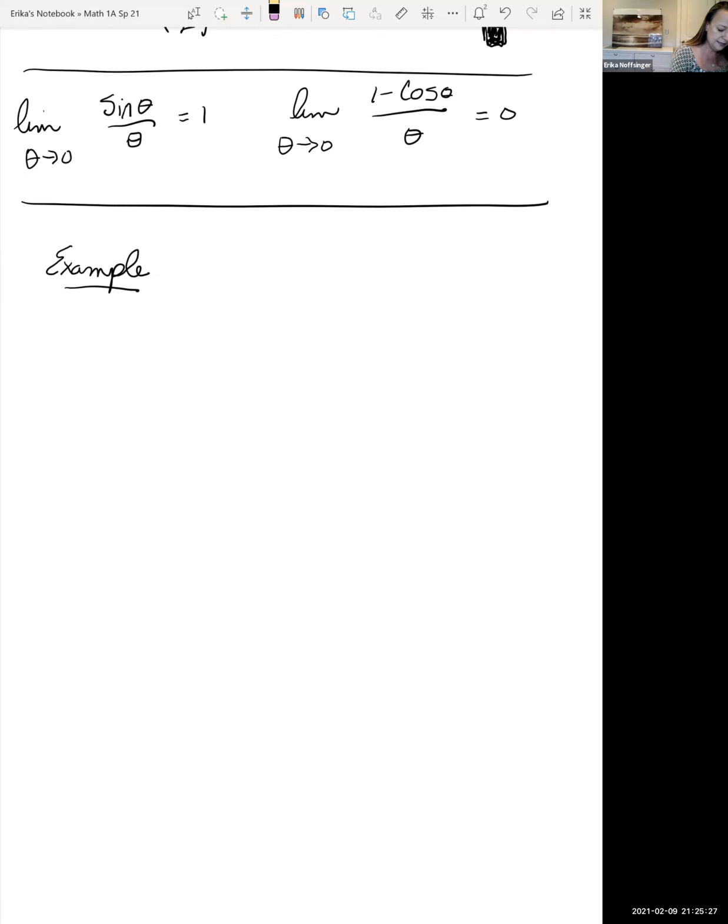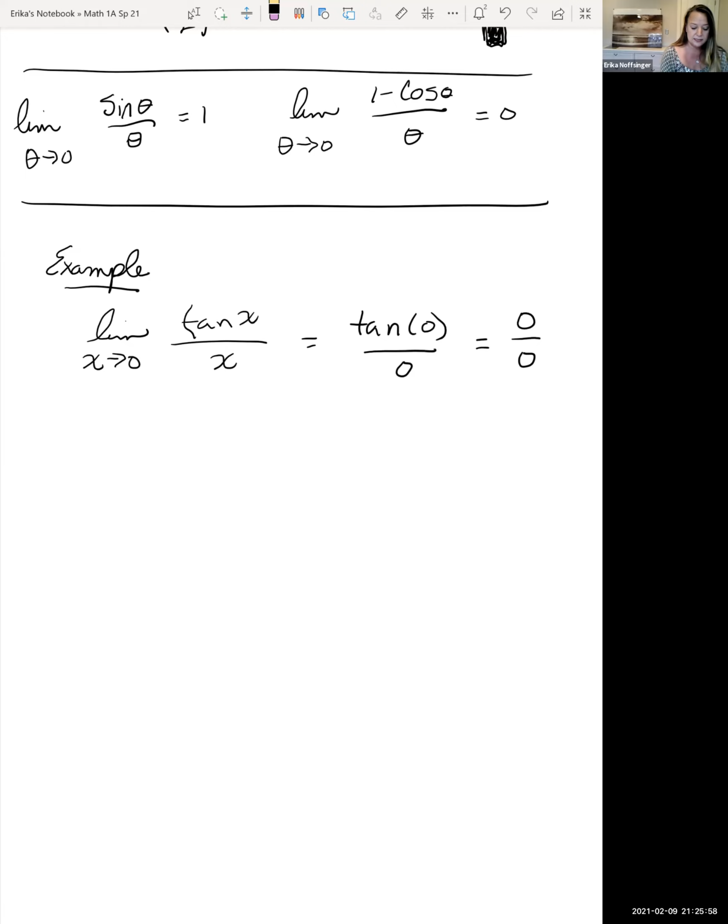Let's say the limit as x is approaching 0 of tangent of x all over x. Right away, direct substitution gives tangent of 0 all over 0, which is 0 over 0. So again, that doesn't tell us anything. It's in indeterminate form, so we have to go back and manipulate.